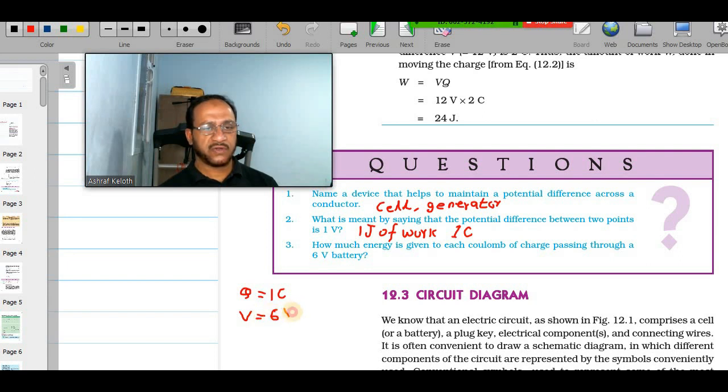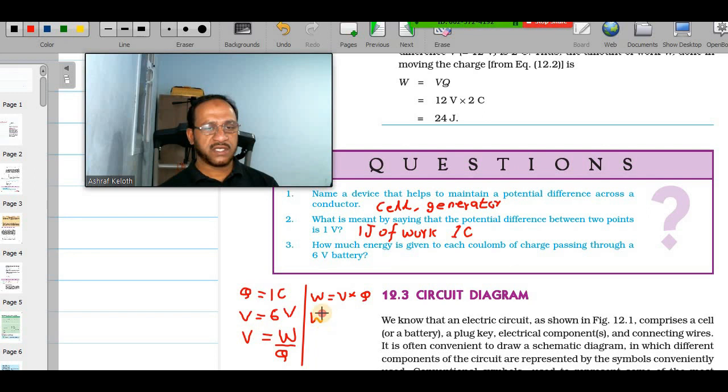Then which equation do we have to use? V is equal to W by Q. Then W is equal to what? V into Q. W is equal to V into Q. And we know that work and energy are the same, isn't it? Yes. So when we take this Q to the left hand side, it becomes V into Q equal to W, or W is equal to V into Q.